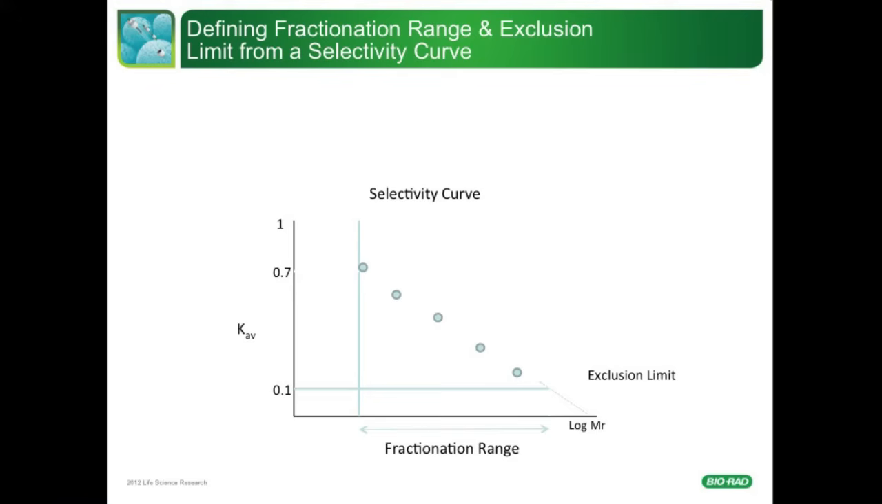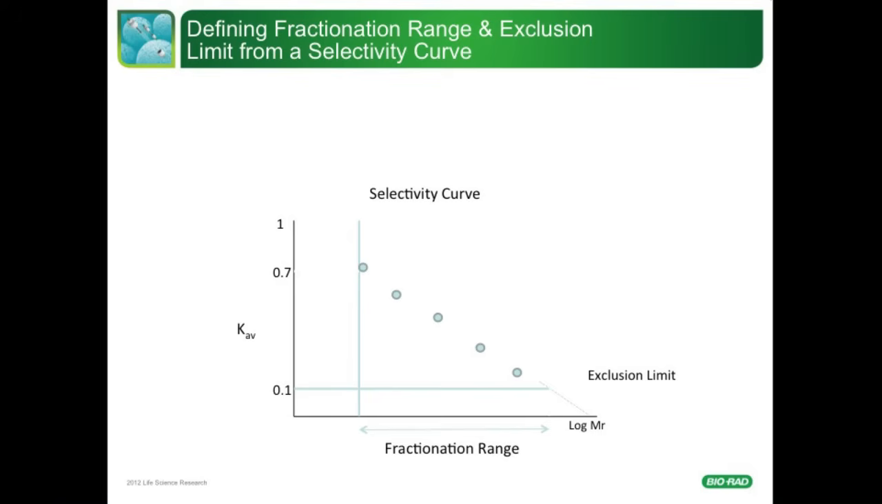And if you go to the y-axis and draw lines horizontally across from 0.1 and from 0.7 KAV, and look where they intersect with the actual curve of the biomolecules eluting from the column, you can determine the fractionation range, or the range of molecular weights of biomolecules that can be separated on the column. So biomolecules within this range can be separated from each other.